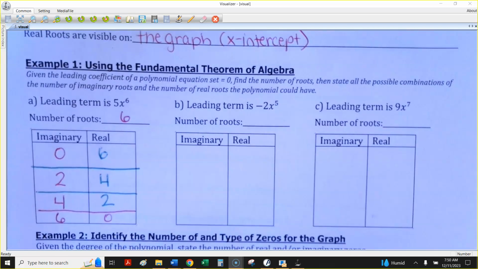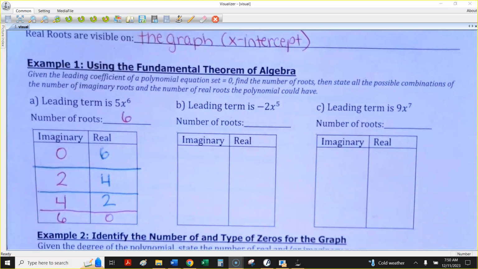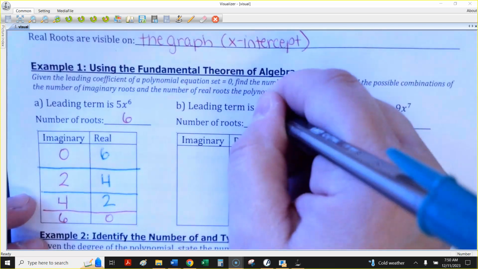Okay. If I tell you the leading term is negative 2x to the 5th, so it's the highest term, how many zeros would we have to have? Negative 2x to the 5th. What do we think? 5. Okay. Now, I always start with the imaginary.